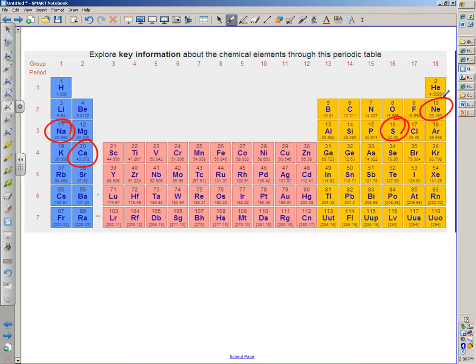So first, Sean, I heard you talking. We can eliminate one of these right away. Which one? Neon. It's not neon, right? Neon is not reactive at all. It already has 8 valence electrons, right?